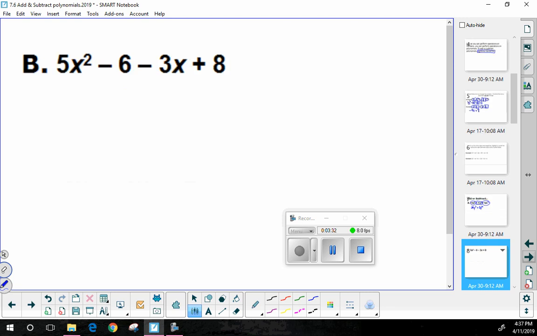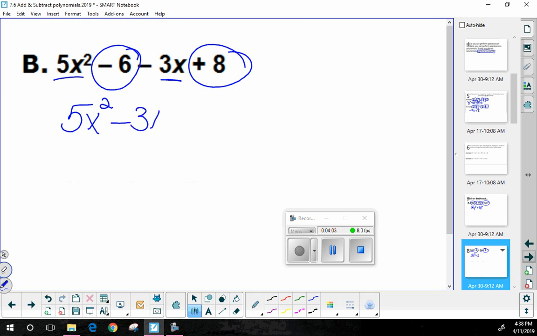Okay, here's another example. Write it down. 5x squared minus 6 minus 3x plus 8. You're writing this down in your notebook, and I see that this has no other terms that are like it. Neither does this. So the only thing that I have to combine is the negative 6 and the plus 8. And that leaves me with 5x squared minus 3x plus 2. And notice I have them written in the correct order.